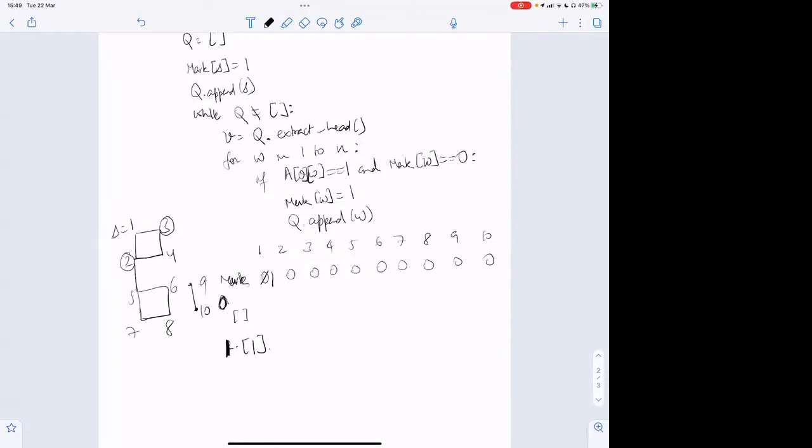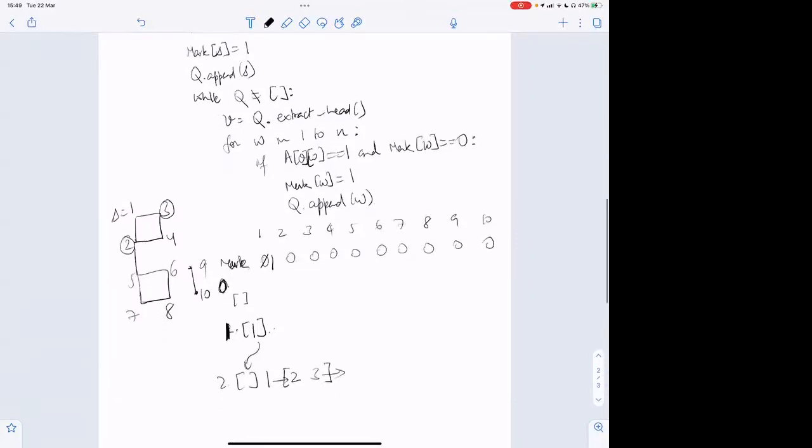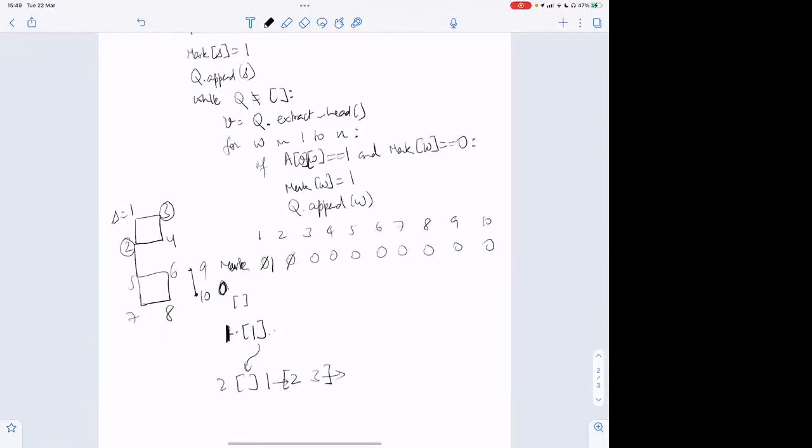No, even before that, in step 2, I will take out 1 from the queue. I will look at the neighbors of this, 2 and 3, and put them in some order in the queue. Let's say 2 and 3. I'm putting on the left side and extracting on the right side. So 2 and 3, correct? And I mark these 2 and 3, because they were unmarked.